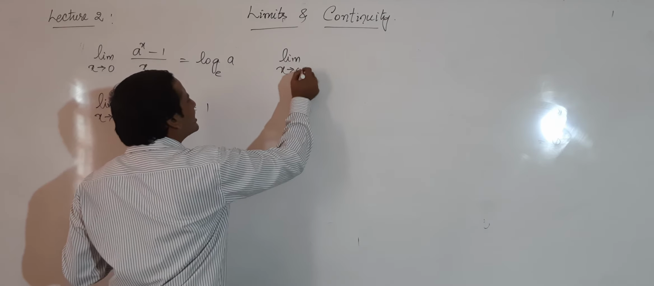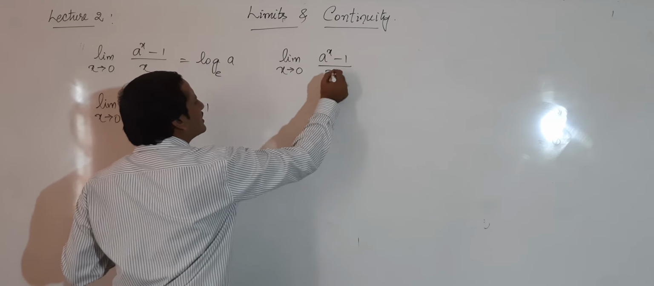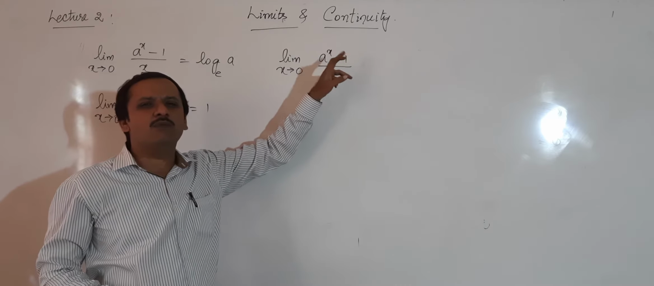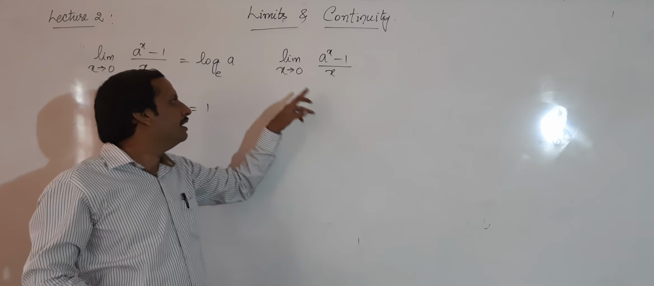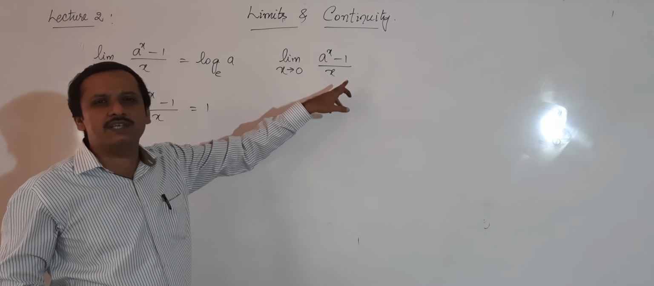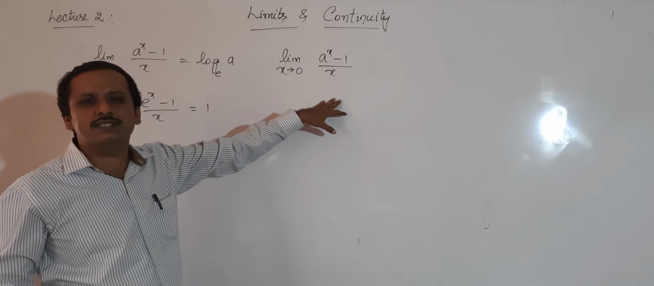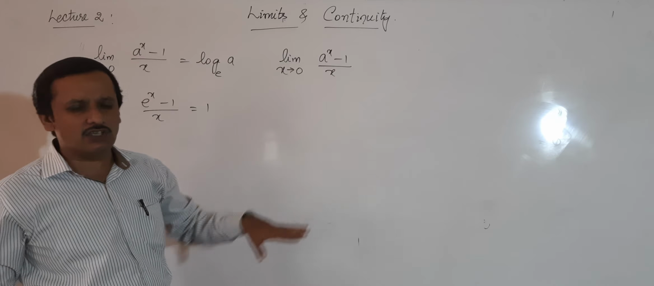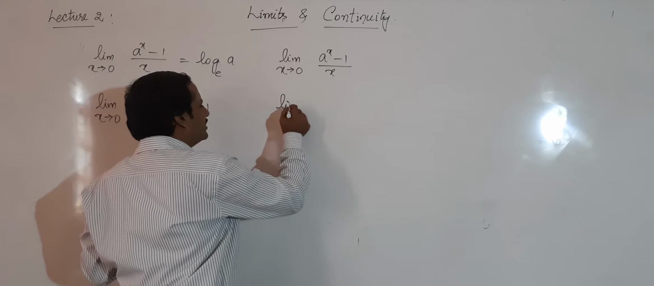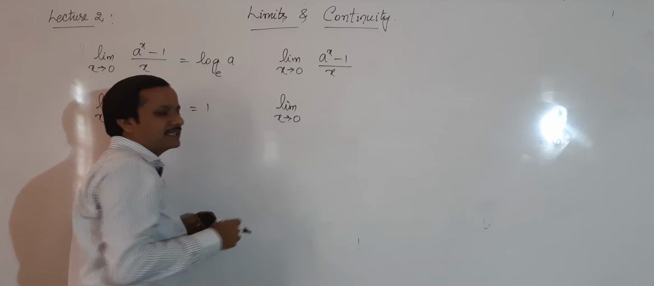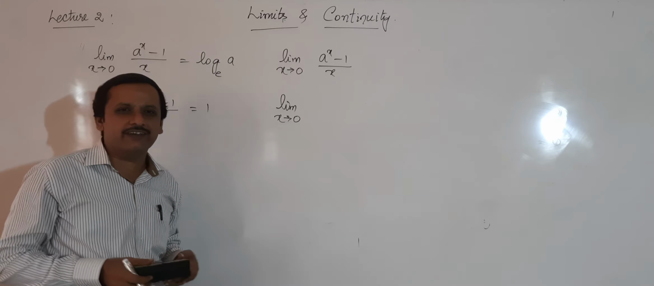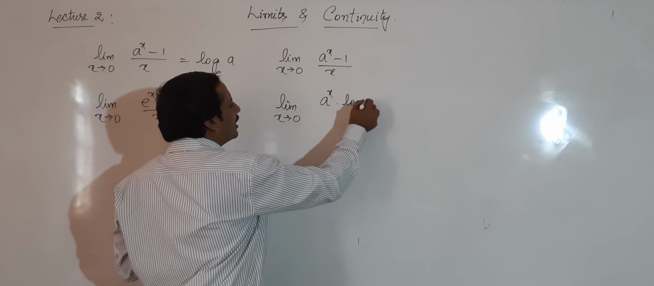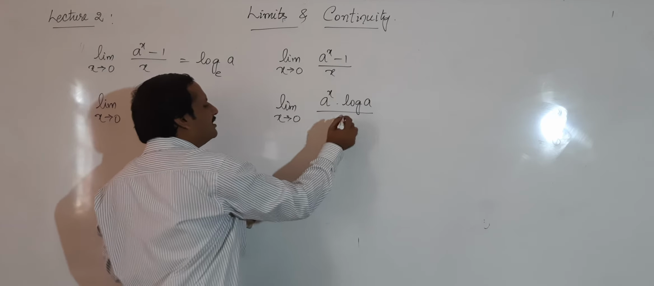Okay. See here, we have limit x tends to 0, (a power x minus 1) by x. If I directly apply the limit, I am going to get a power 0. What is the value of a power 0? 1. 1 minus 1, 0. Numerator is 0. Denominator, as x tends to 0, it will be 0. So this is of the form 0 by 0. If it is of the form 0 by 0, then we can use L-Hospital's rule. So differentiate this. Limit x tends to 0, derivative of a power x. That you should know. If you don't know that also, I cannot help you. Derivative of a power x is a power x into log a divided by derivative of x, which is 1.